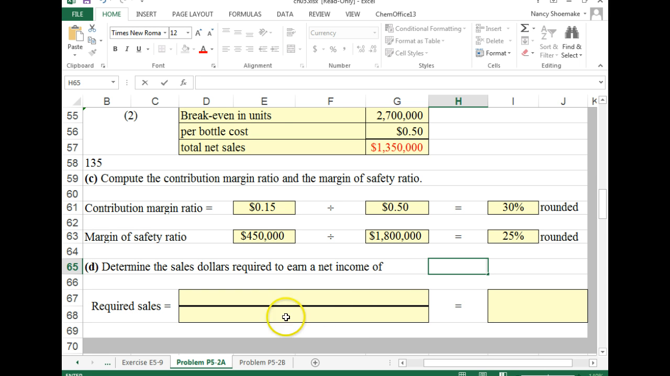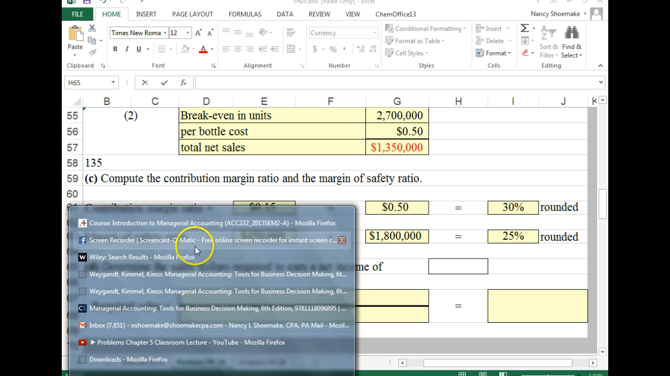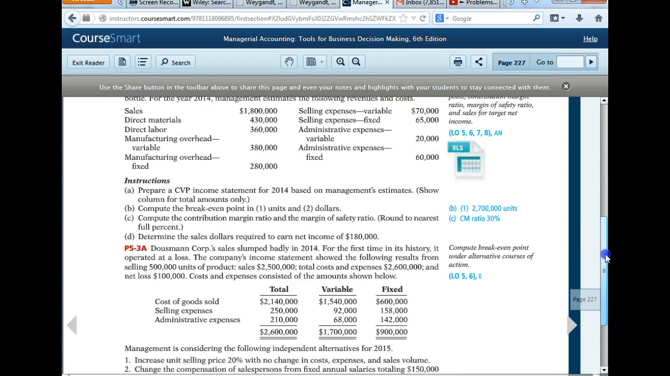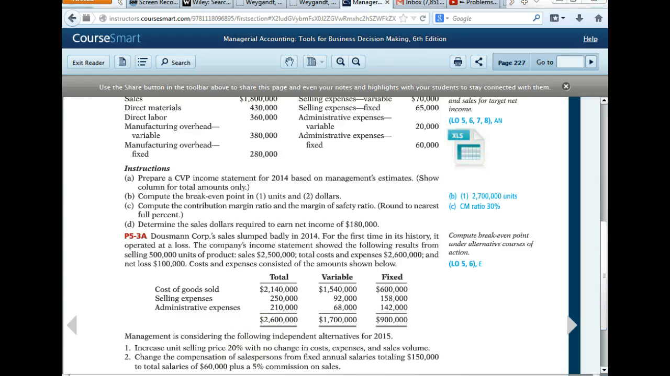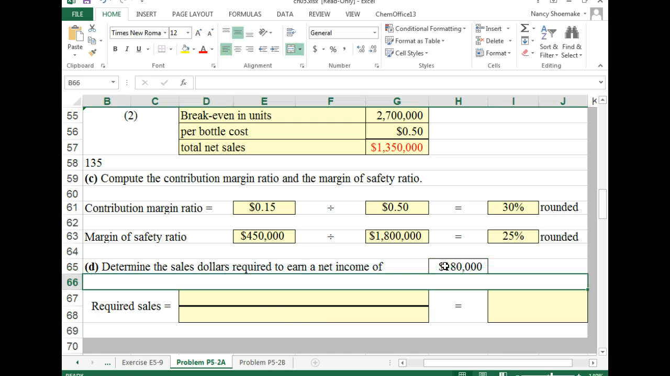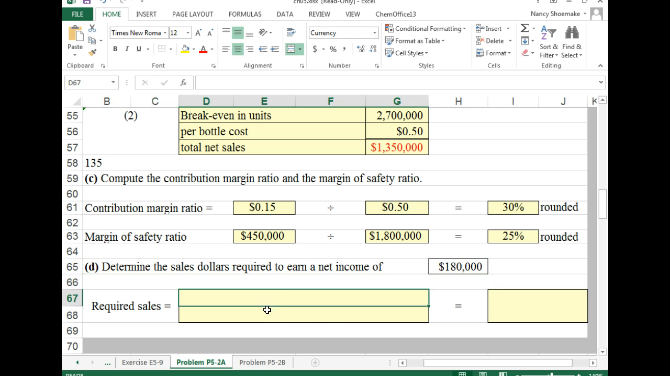D. D now states, determine the sales dollars required to earn net income of 180,000. So if we are going to have income of 180,000, what kind of sales do we need?